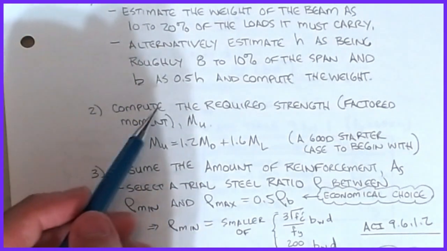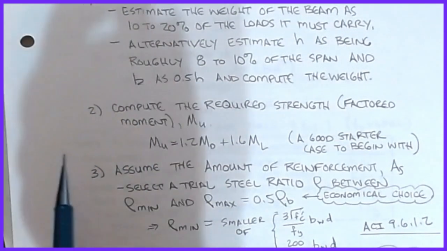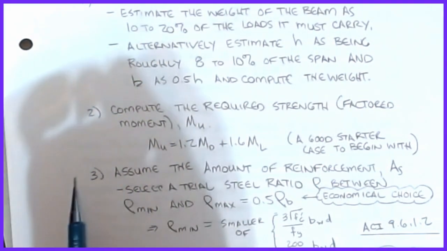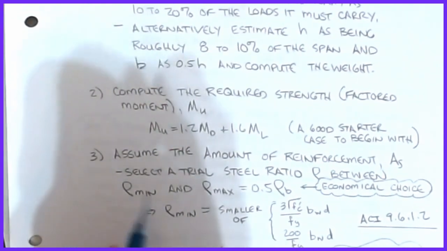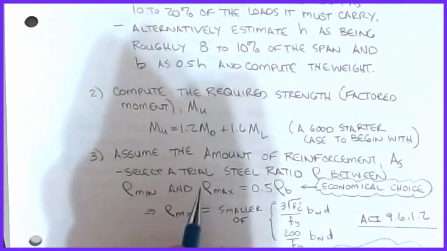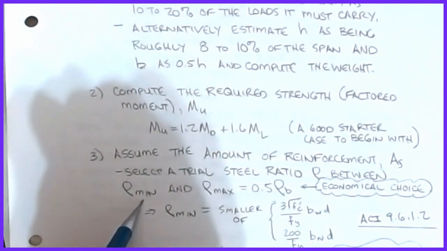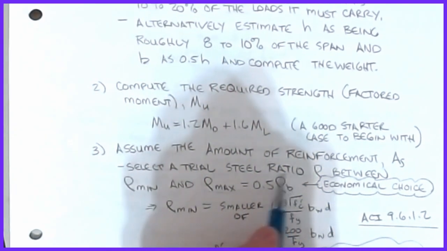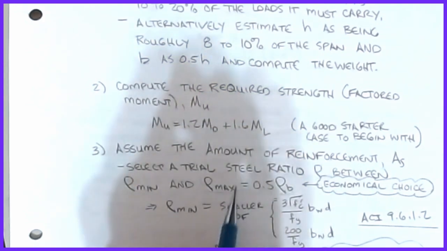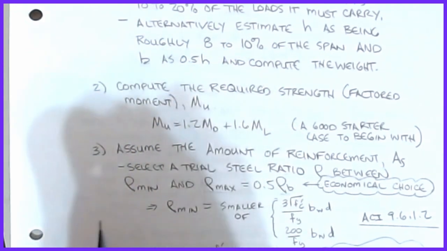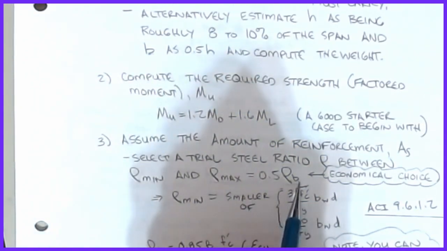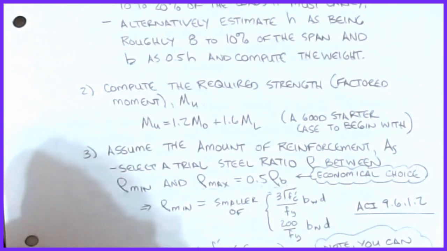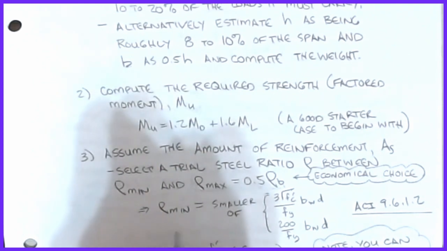Okay, all right, so what we're going to do is compute the required strength, factoring our moment just like we did before. Then we're going to assume the amount of reinforcement that I'm going to put in this beam. That's a quick guess. I'm going to select a trial steel ratio, rho, somewhere between my rho min and a rho max value of 0.5 rho b. Now, this was a provision from the old ACI codes. There is no requirement on rho max in the current versions. So what I want to do is find my balanced ratio and take half of it. It's a very economical choice, based on experience and on the provisions that have changed in recent years.